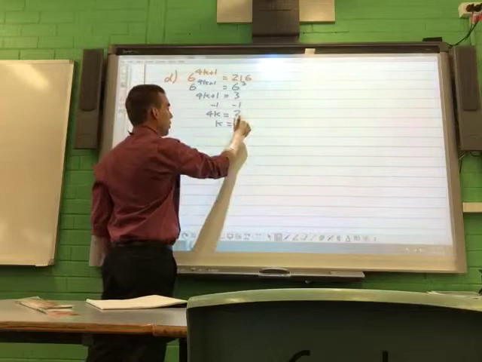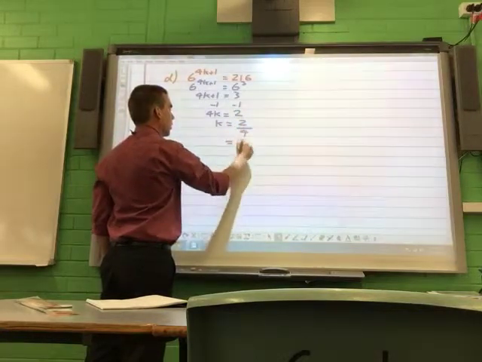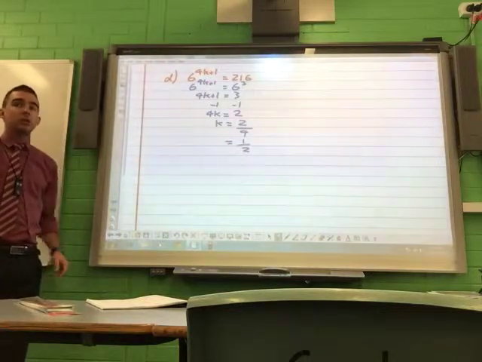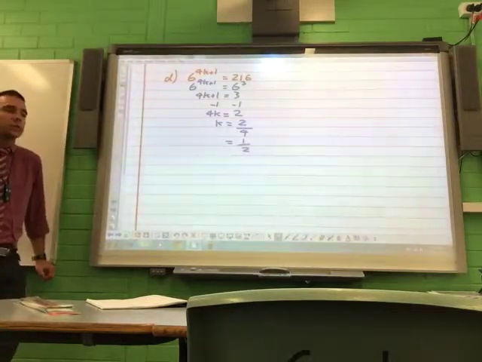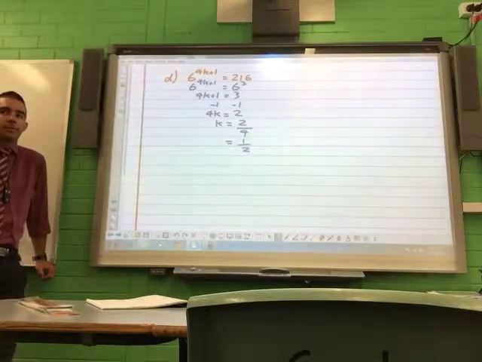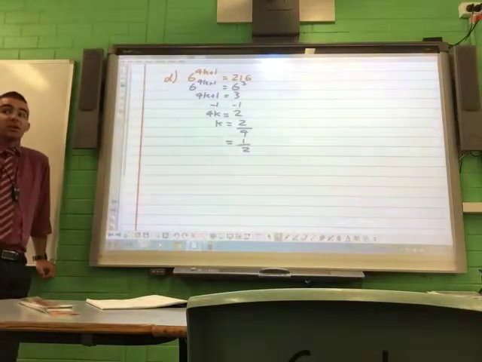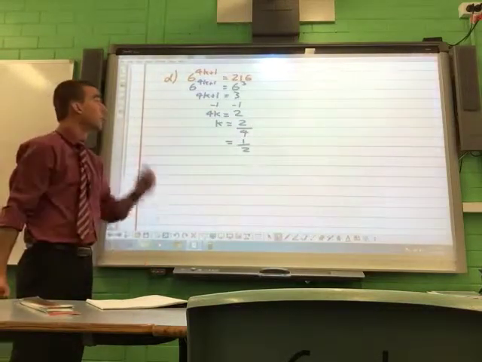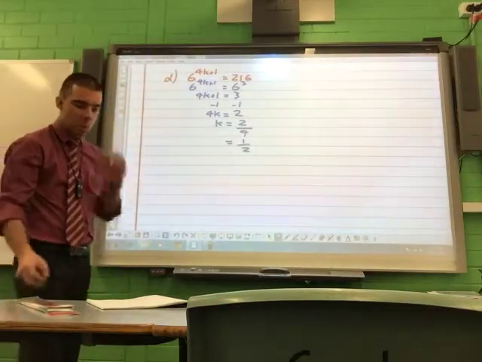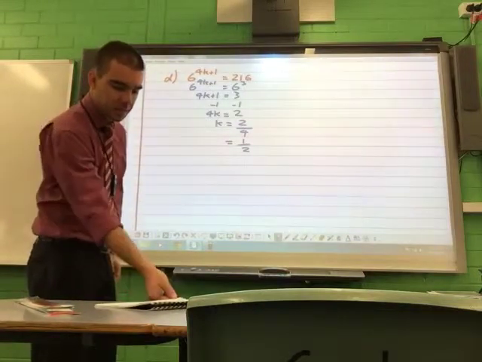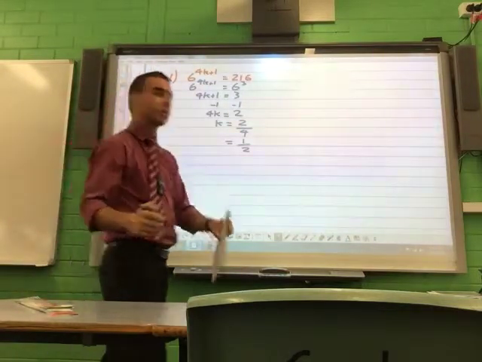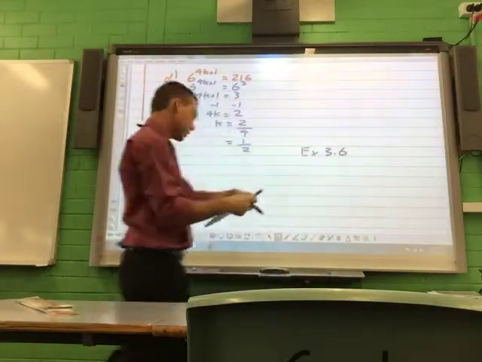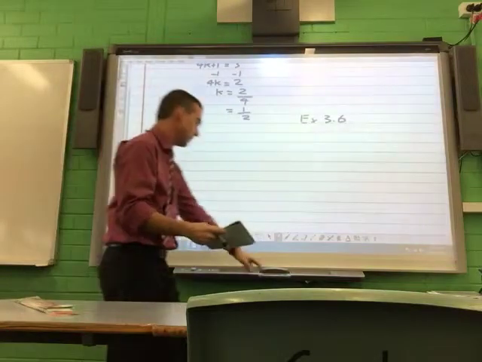2 over 4, which simplifies to half. You need to express every single fraction you do in simplest form unless told otherwise. Okay? That is a generic rule for your whole course. Alright, question? Alright, that's 3.6 covered.